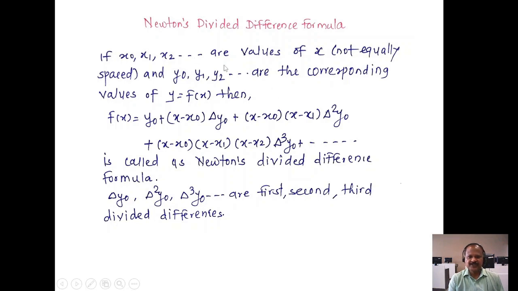Now in this, if you see here, the values of x are not equally spaced. It means if you take the differences x1 minus x0, x2 minus x1, x3 minus x2, these differences are not the same, they are unequal.